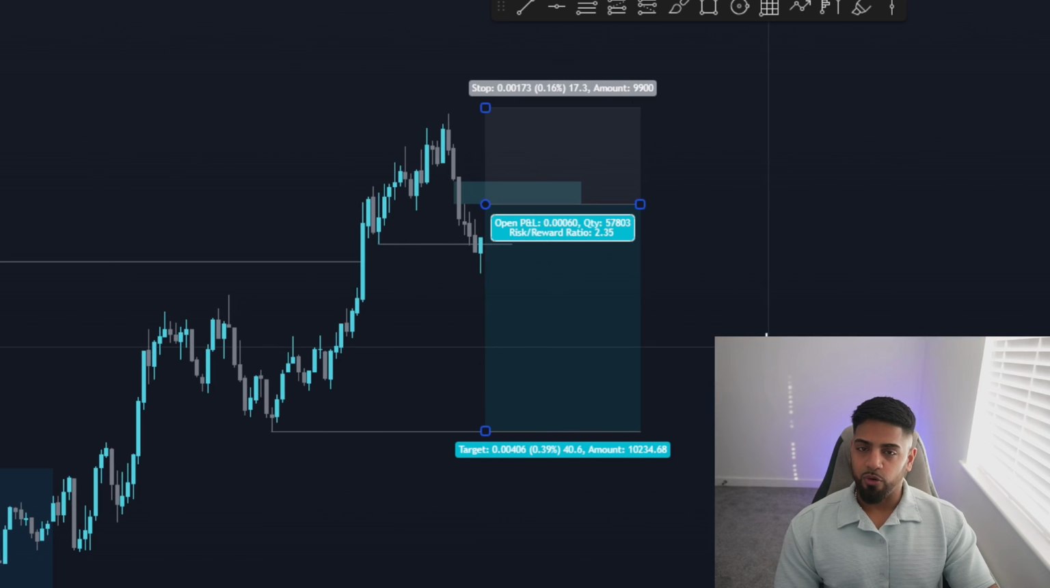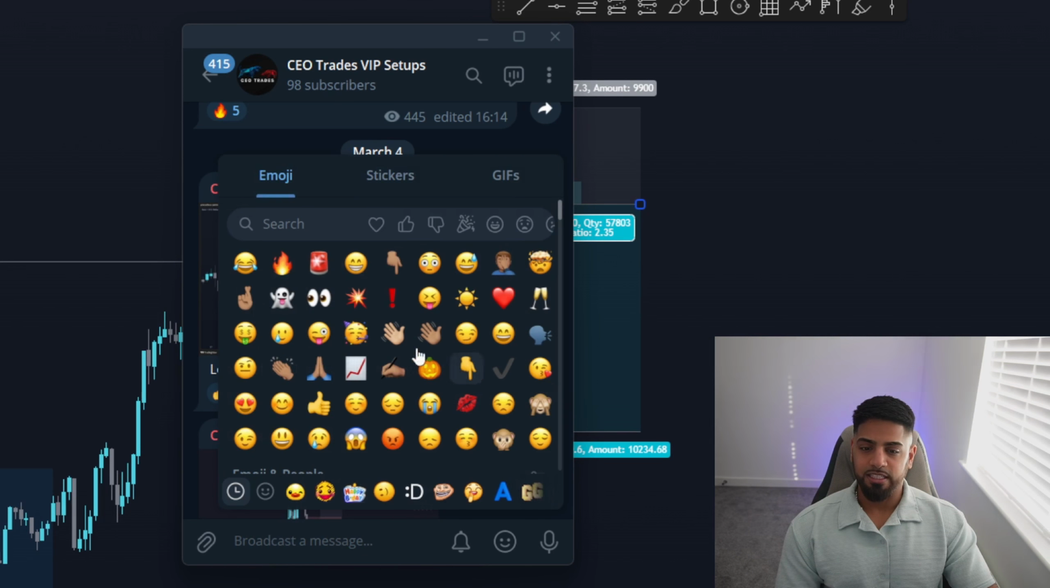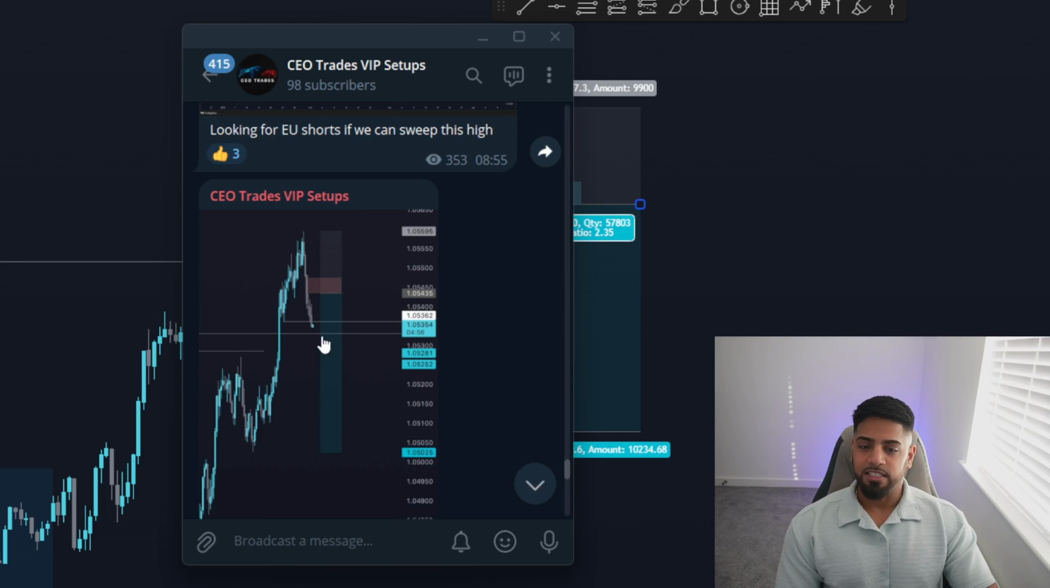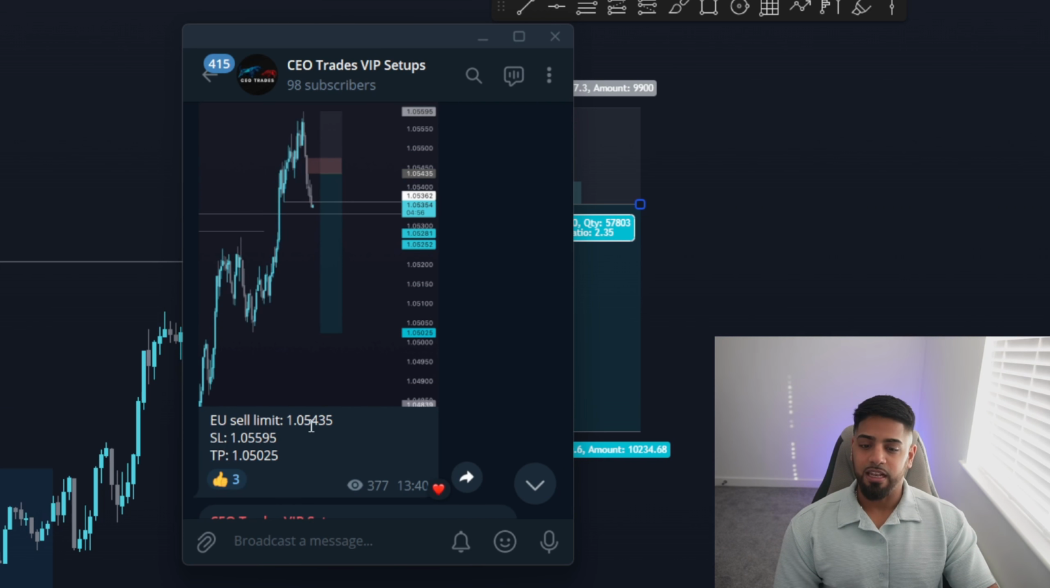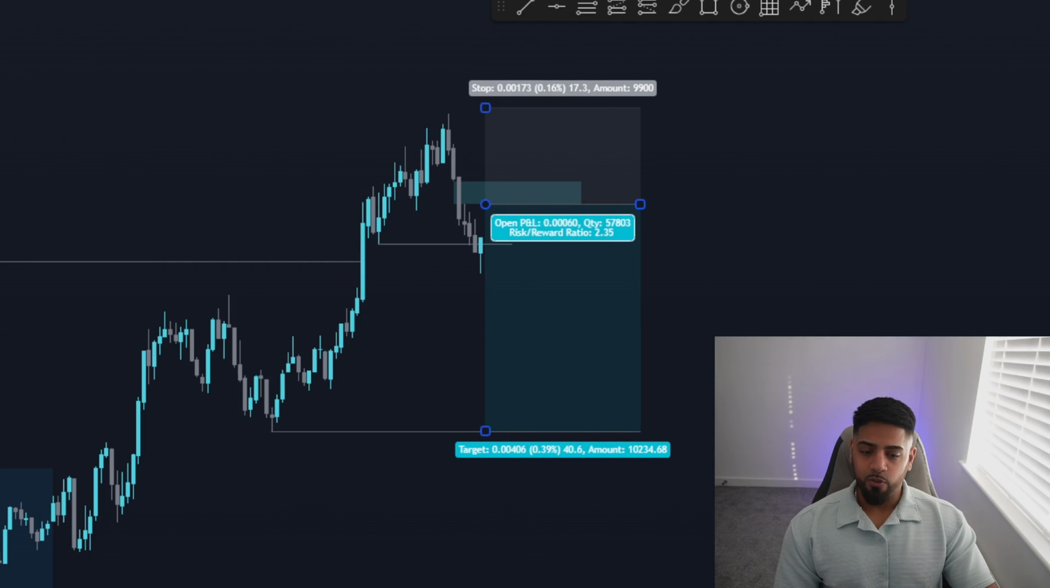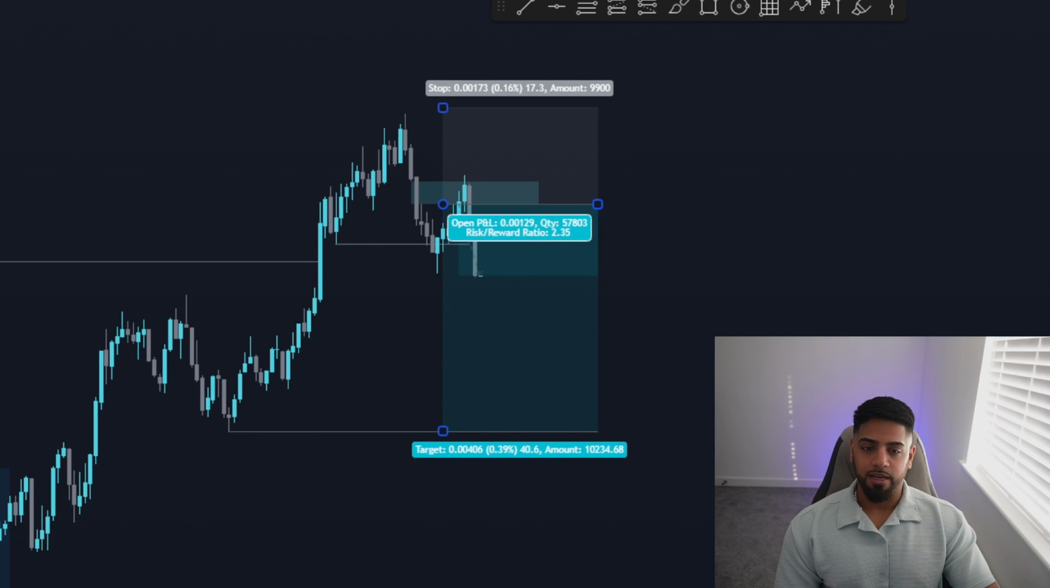And once we've done all of that, once we've done all of the hard work, this is where I've now sent the trade inside the VIP group. And I've told everyone that we're going to be entering our position right here on this fair value gap with the limit, the numbers, everything that you need, and a screenshot to make sure everyone understands where we're at. So now we sit on our hands, we wait for price to come and tap us in.